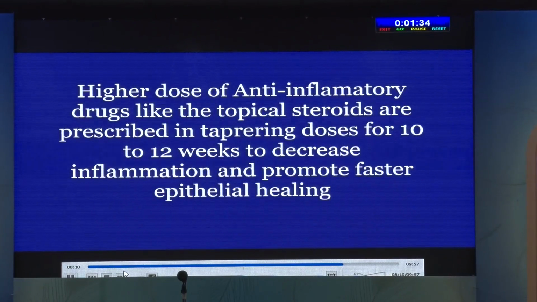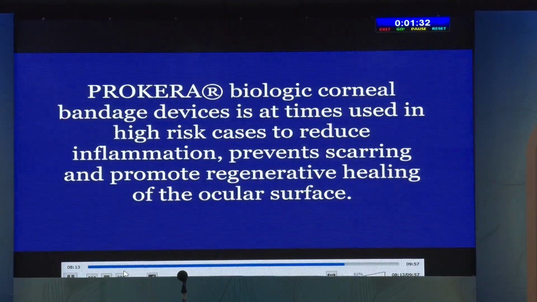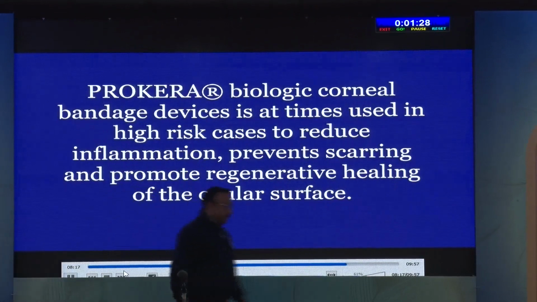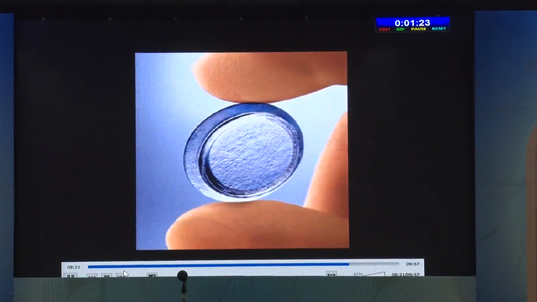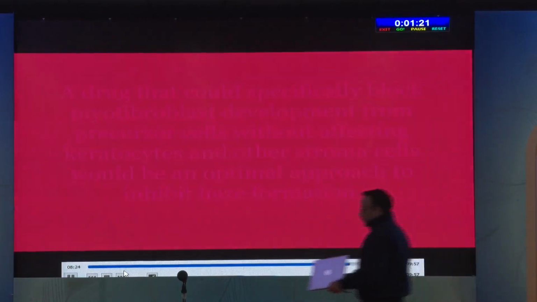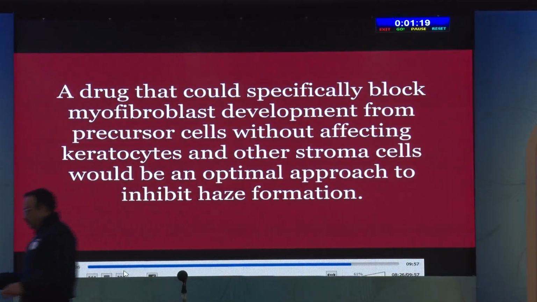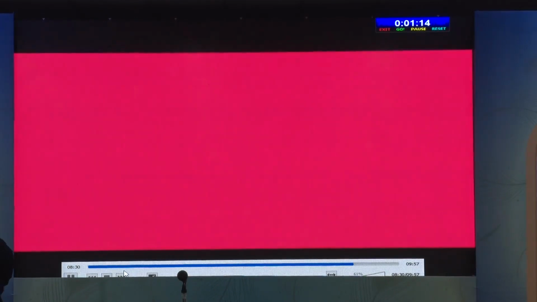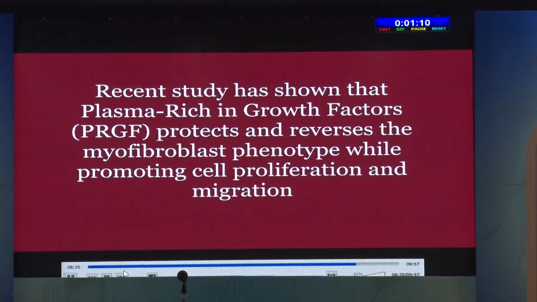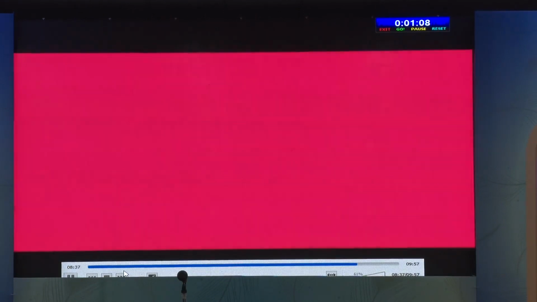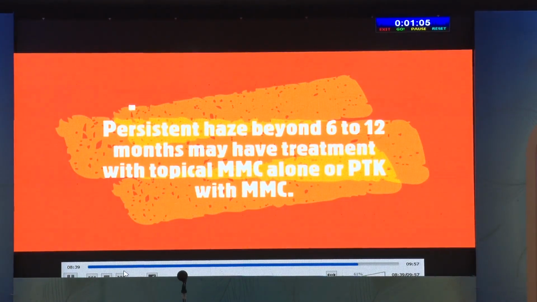There have been other uses of Procara, which is a biological corneal bandage device which has amniotic membrane, and these can reduce corneal scars or haze post PRK. Drugs which are known to decrease myofibroblast proliferation, one of them is the plasma rich in growth factors, can be used. But there have been no specific drugs which have been introduced in the market.